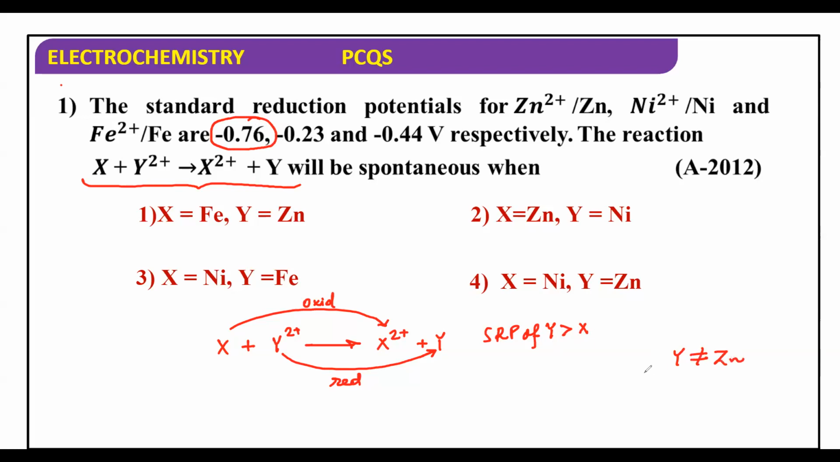Can you see that? Also, you got this? Yes, sir. Y will not be zinc. ठीक है. That means the first option is not right. The fourth option is not right. Then they are saying nickel and Fe. X is nickel. निकल का कितना होता है, -0.23, and this is -0.44. So which is greater? X is greater in this case. Now the third option is also not correct. The second option is correct.